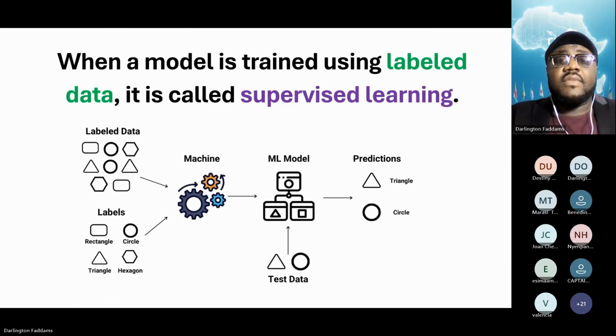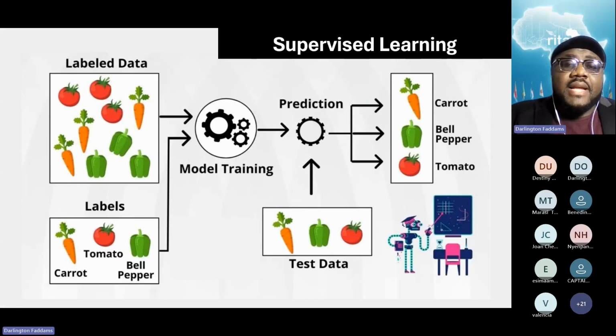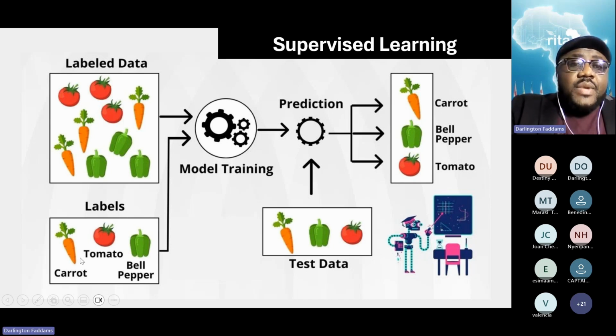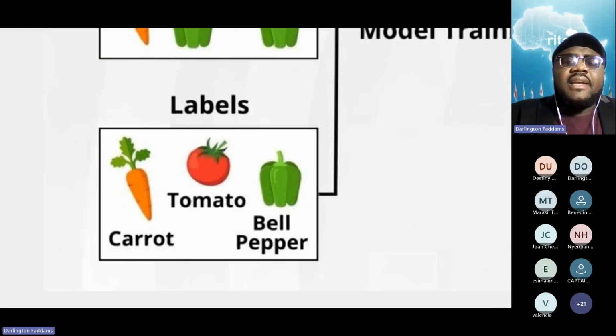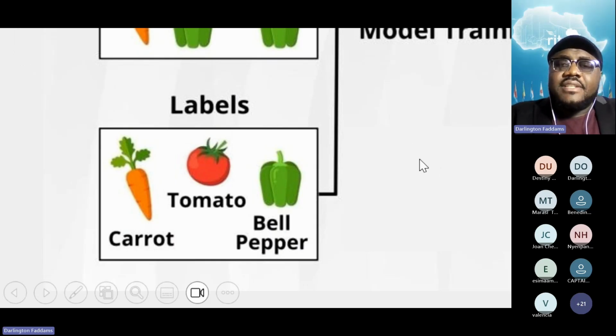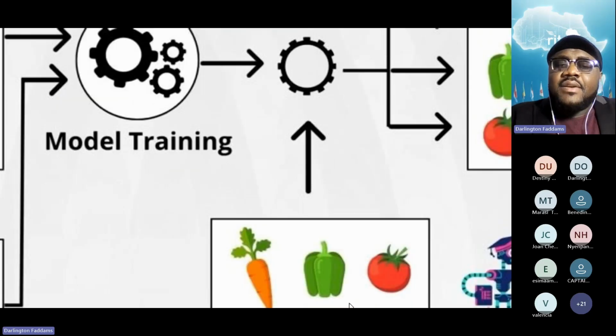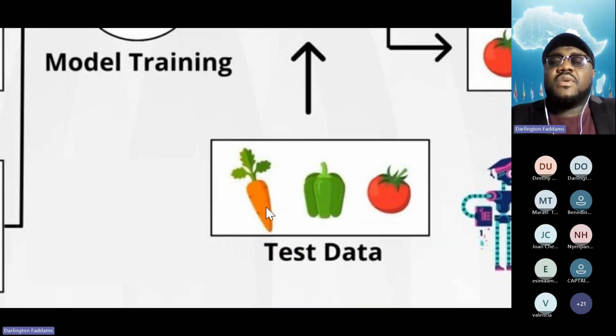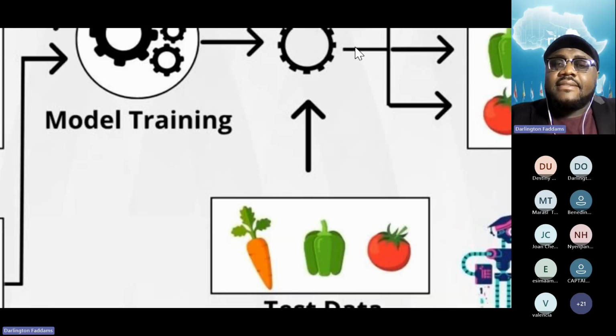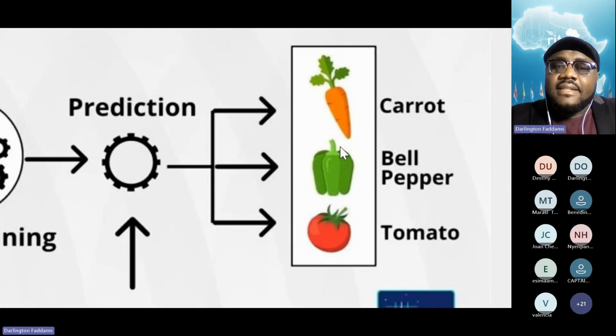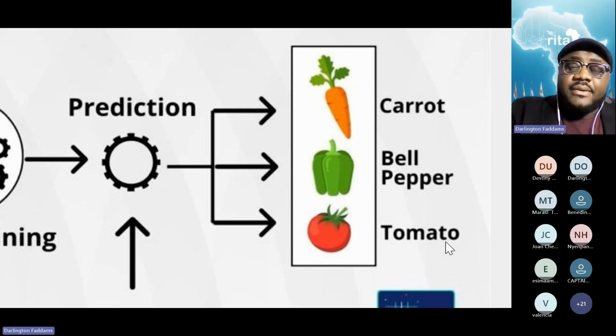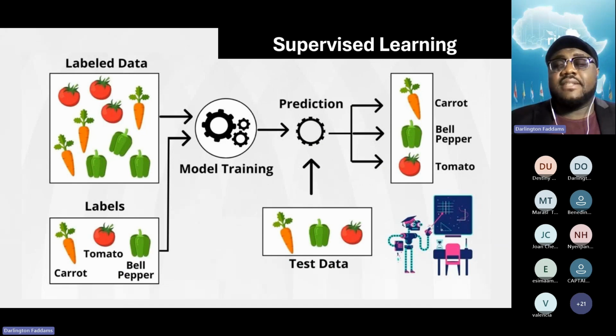That's all. Now, we are going to build another model and we are going to train it. This model, we are training it with vegetables. We said this vegetable is called carrot. This is called tomato. This is called bell pepper. So the machine learns. After it learns, I ask it, I'm not going to tell you what it is, but what is it? And then it is able to tell you that this is carrot, this is bell pepper, this is tomato. Wow. This is called supervised learning.